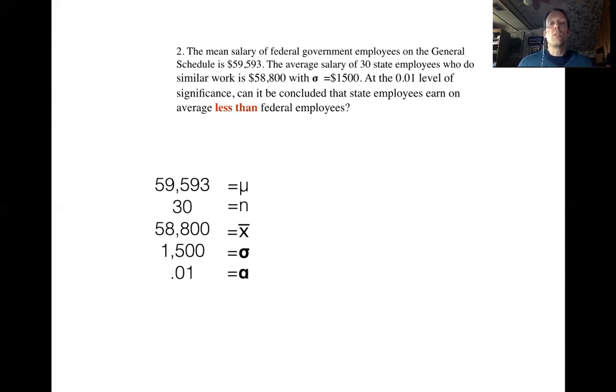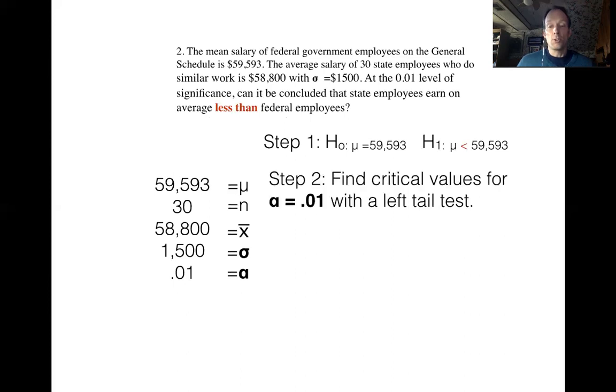Okay, we're going to start to think about creating our hypotheses, null and alternative hypothesis. For the H0, same pattern as before, we're going to set mu equal to the population average, $59,593. For our alternative hypothesis, our key word is less than. That means we're going to set up for a left tail test. H1 will say that mu is less than $59,593.